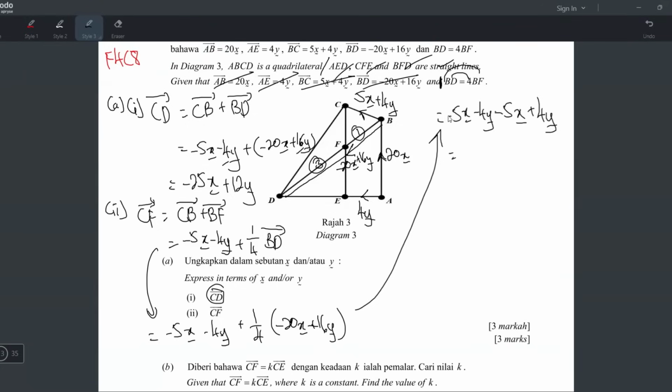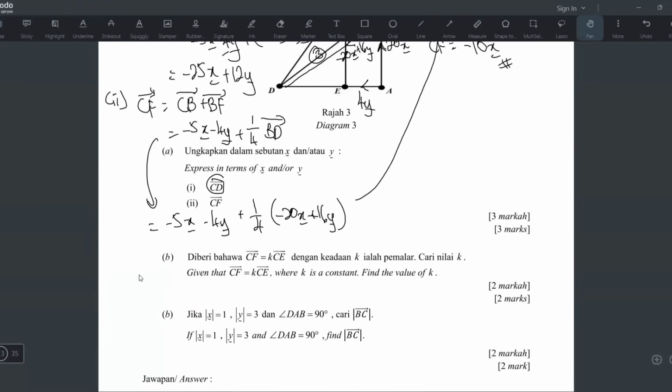Okay, negative 5x minus 5x is negative 10x. And then negative 4y plus y, can cancel. So only this is left. Alright, so that's the answer, and this is the answer for vector CF. Okay. Alright, that is the answer. Now let's do B.